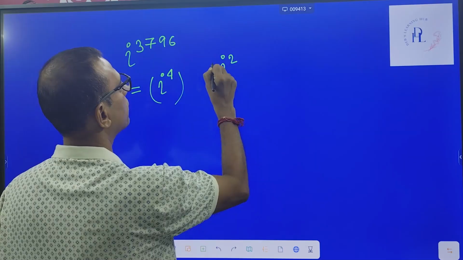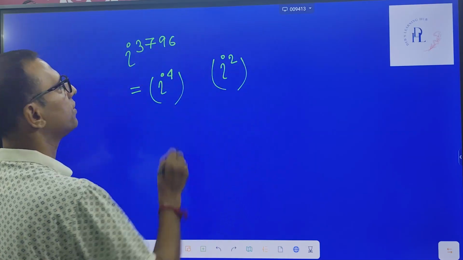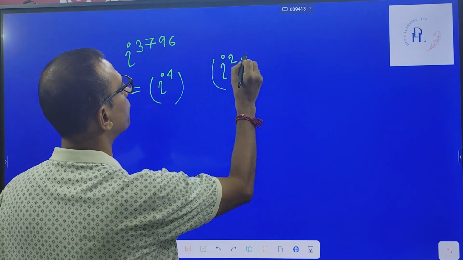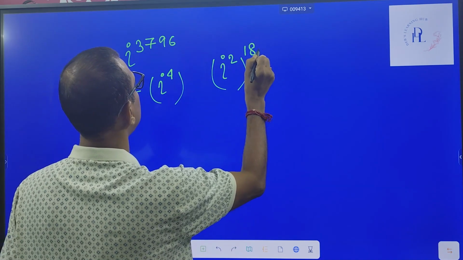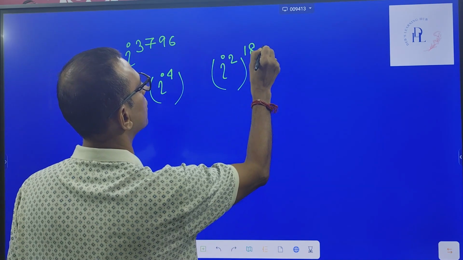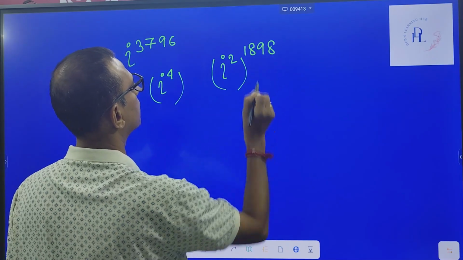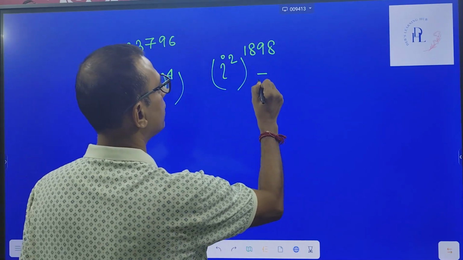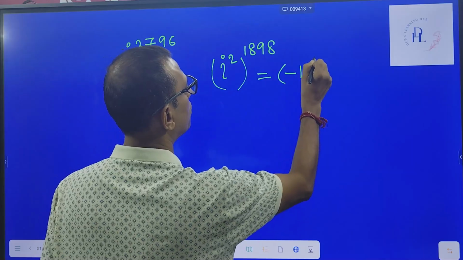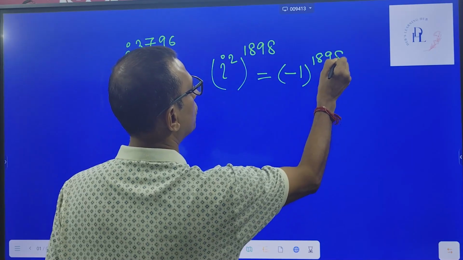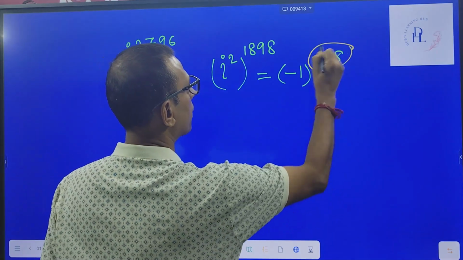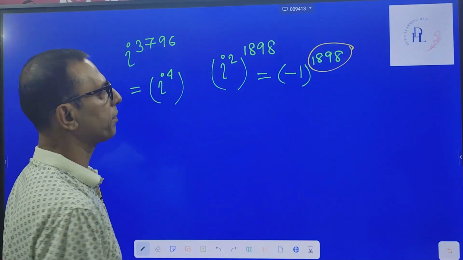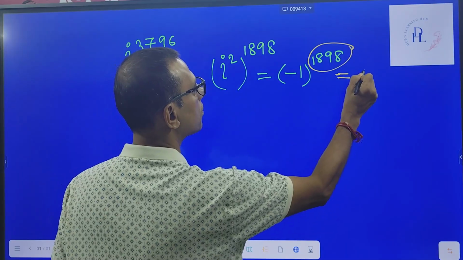So i square whole to the power 3796 means you just make it half, that is 1898. So i square means it is -1 whole to the power 1898. So this power is an even number, which means -1 whole to the power even power will be +1.